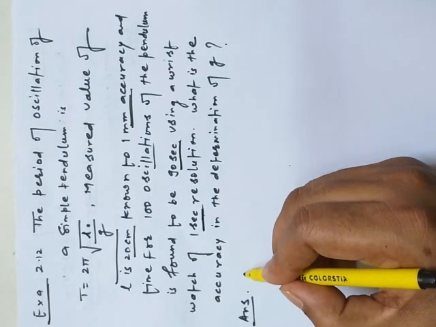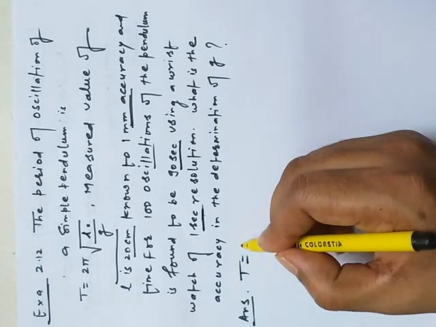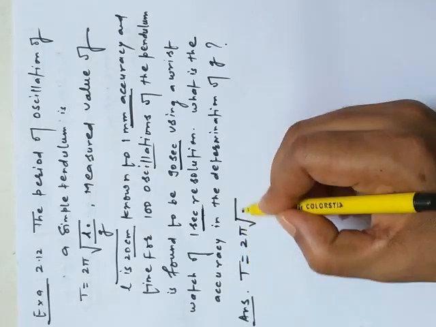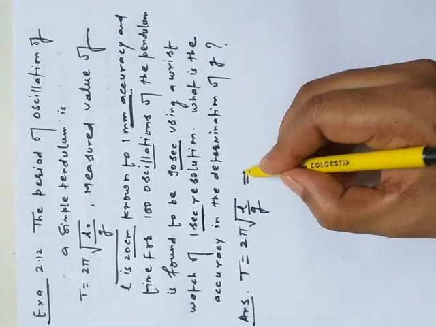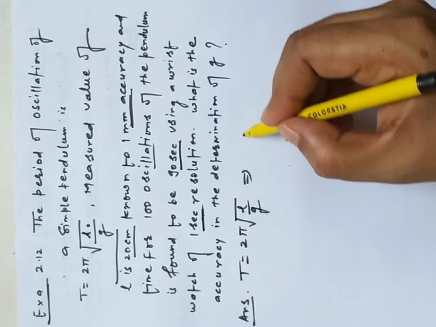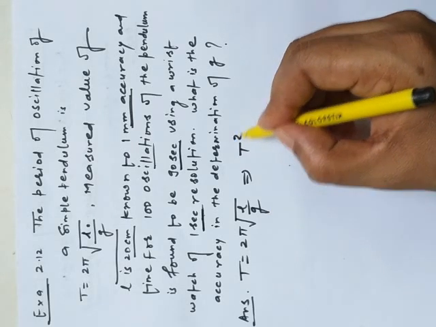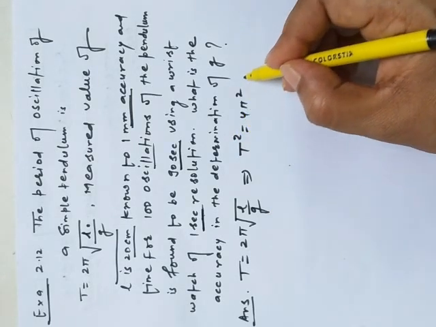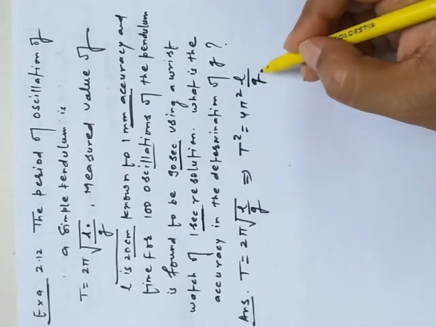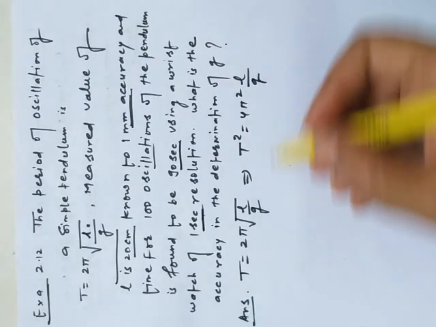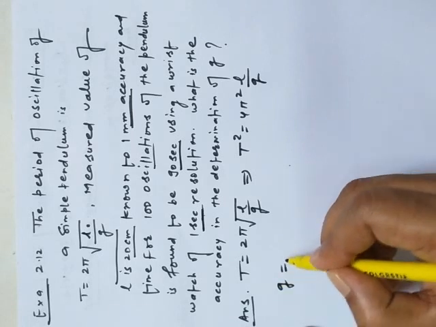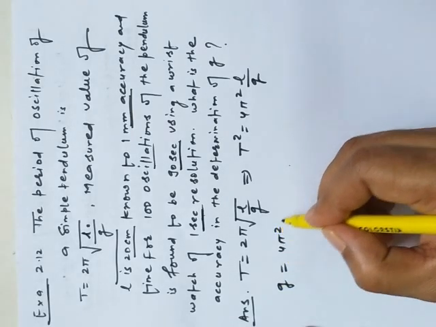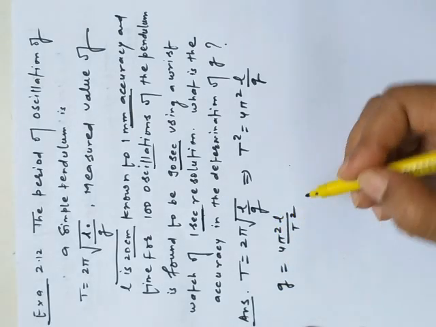So we are using the formula T is equal to 2 pi under root L upon G. We have to find G, so we are just squaring this formula. T square is equal to 4 pi square L upon G. Now we are separating the G, so whenever we separate the G, we write G is equal to 4 pi square L upon T square.